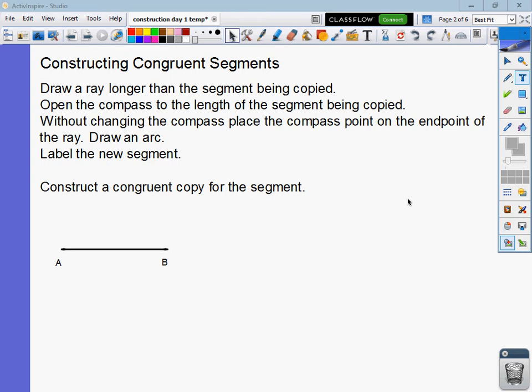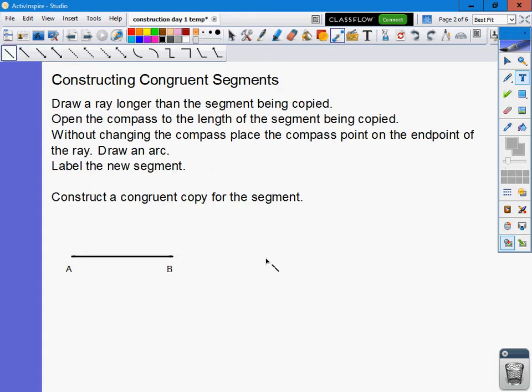We're going to talk about constructing congruent segments first. The first thing you have to do is draw a ray longer than the segment that's being copied. So if you look at that segment there on your sheet of paper, you want to draw a ray somewhere beside it that's without any doubt longer than the one that's there.